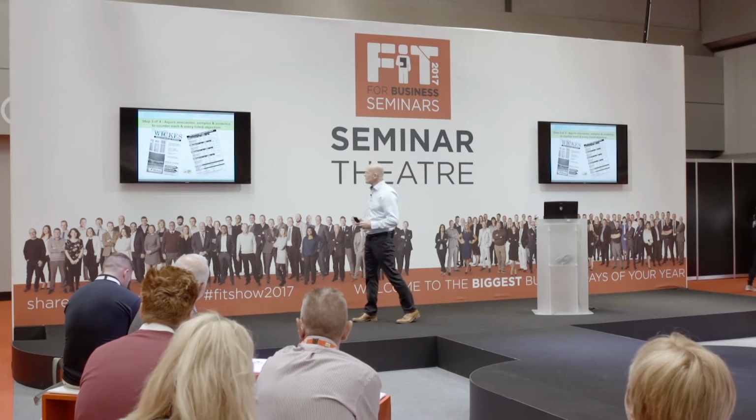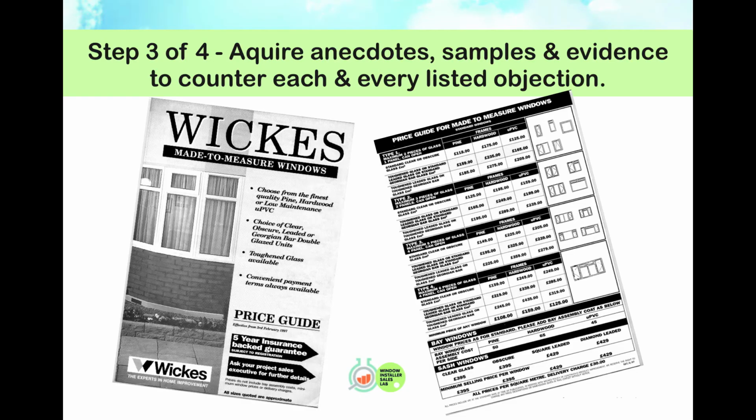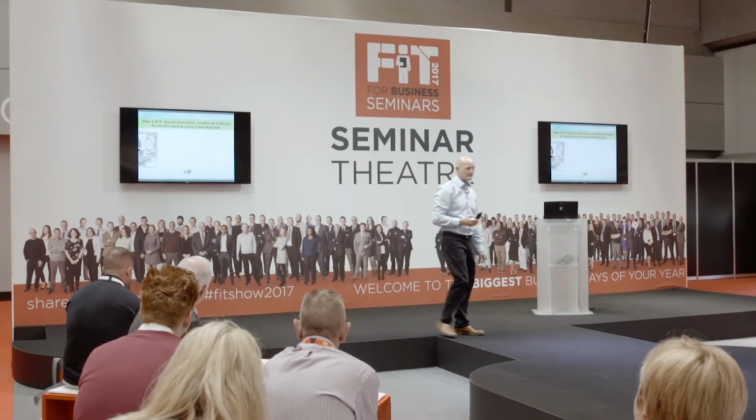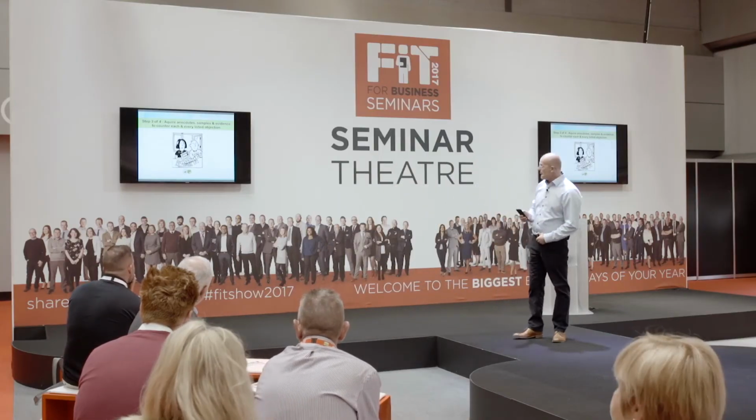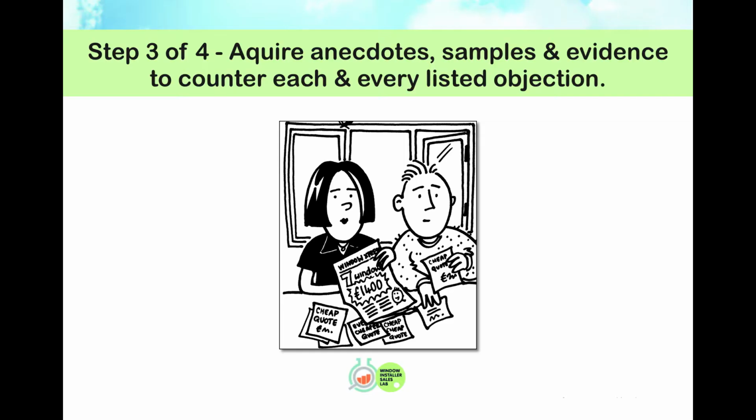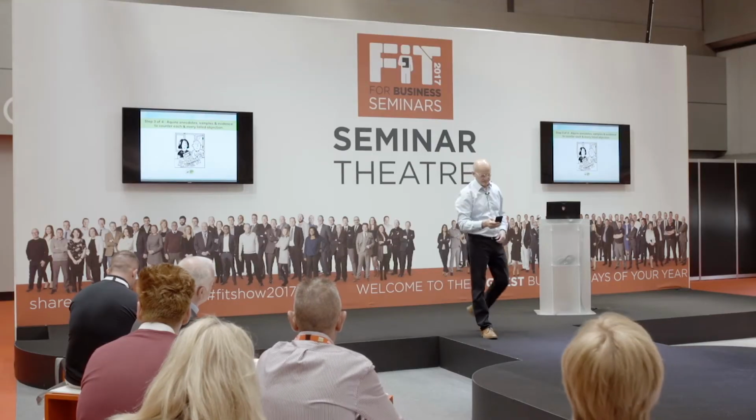There's my actual Wickes price list. It even says made to measure windows, standard PVC, not heavy duty high gloss, not super duper glass and locks, standard. And it's still expensive. Okay, step 3 or 4. Acquire anecdotes, samples, and evidence to overcome each of the objections that you've written down.